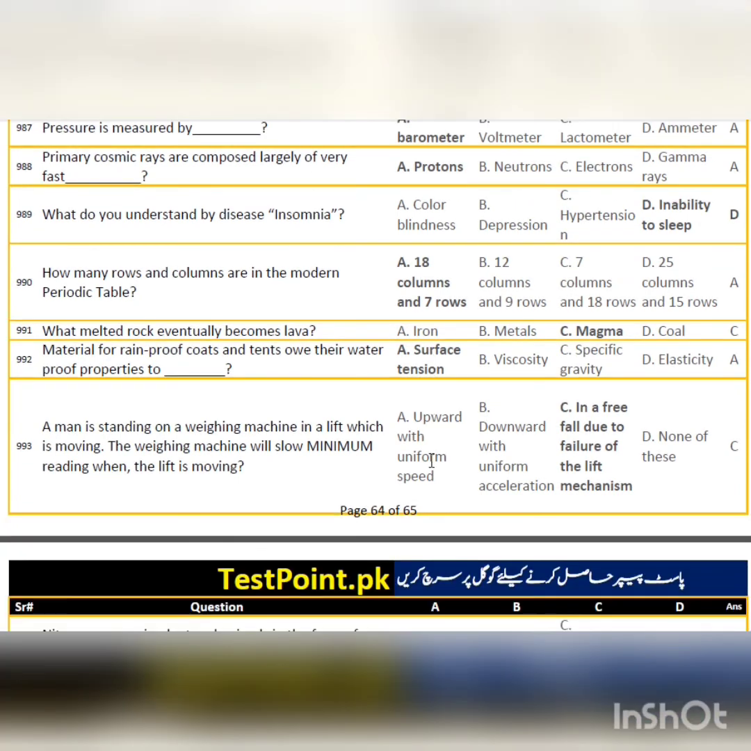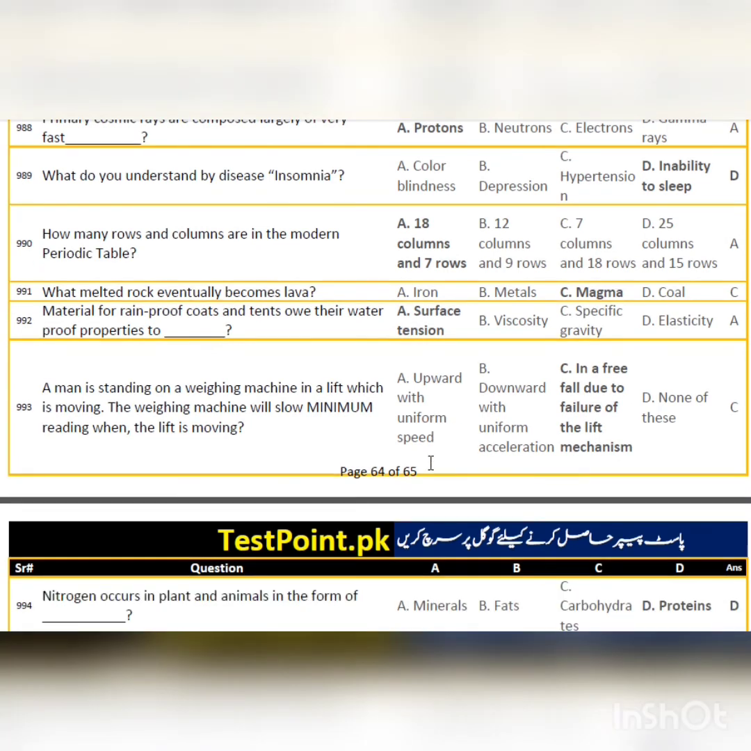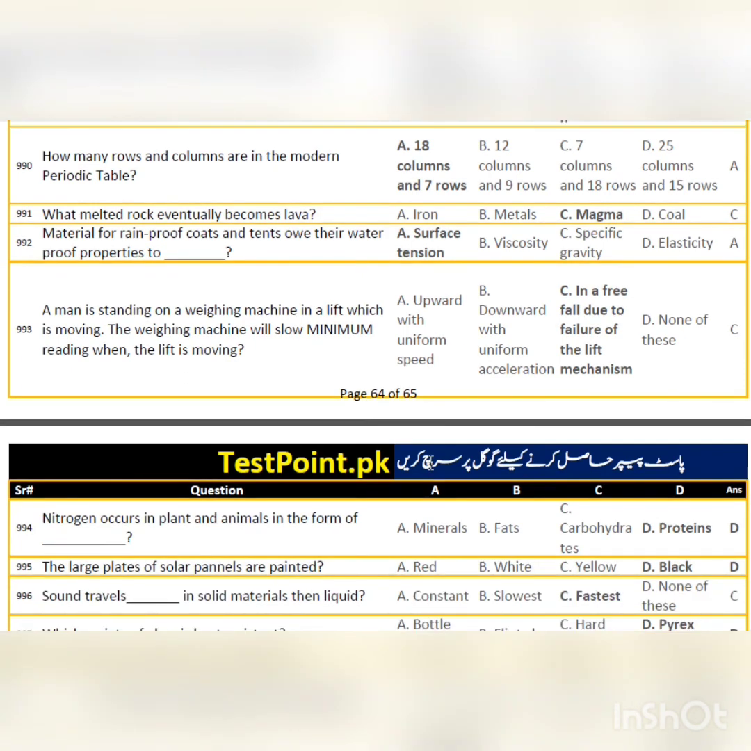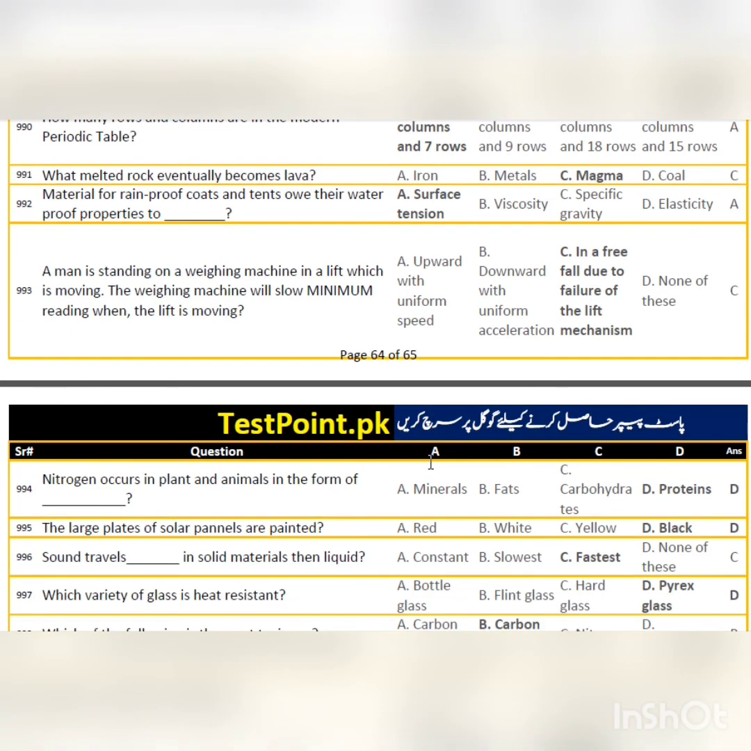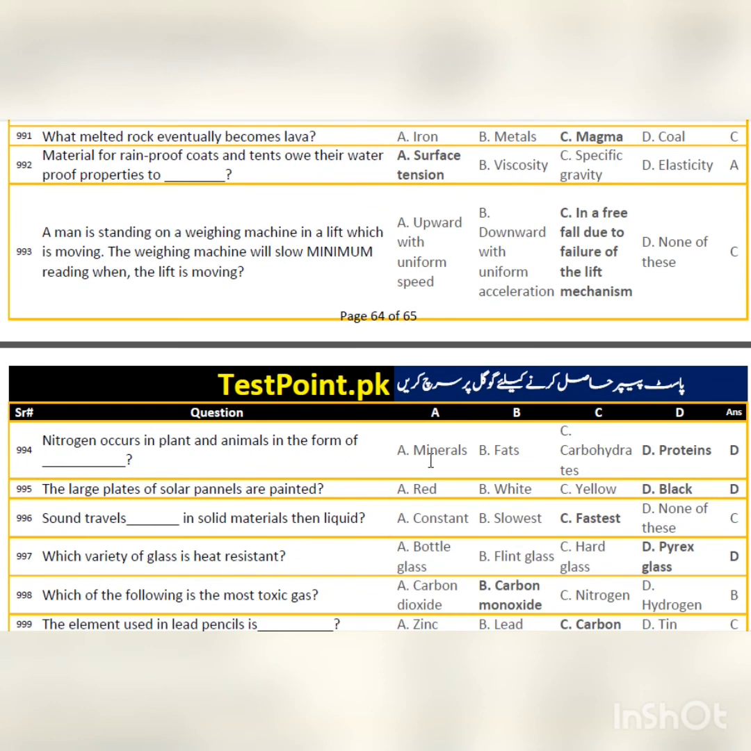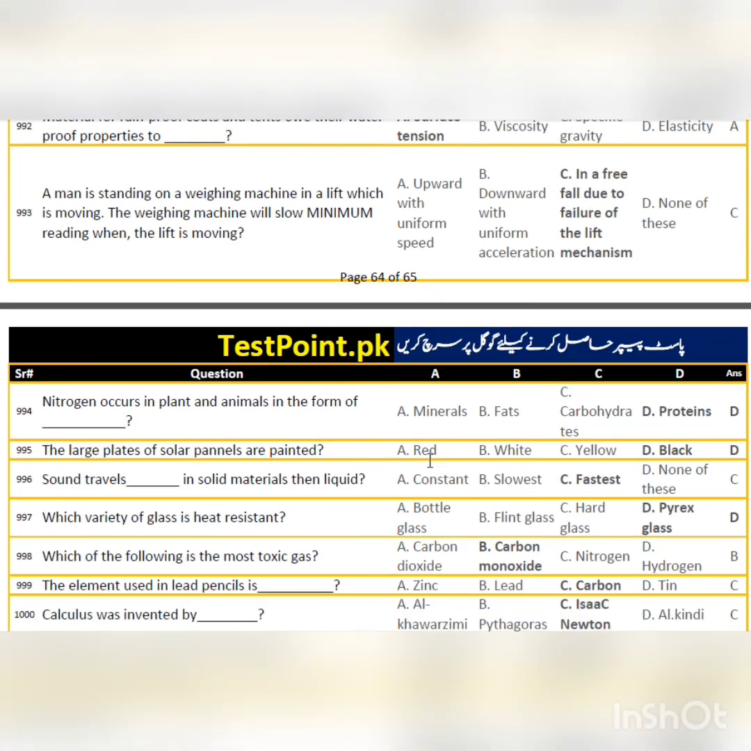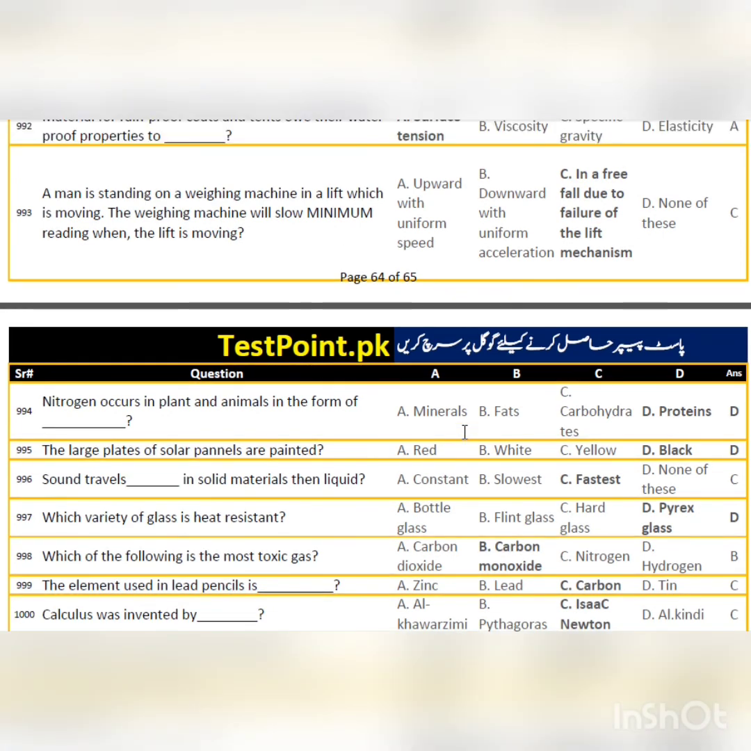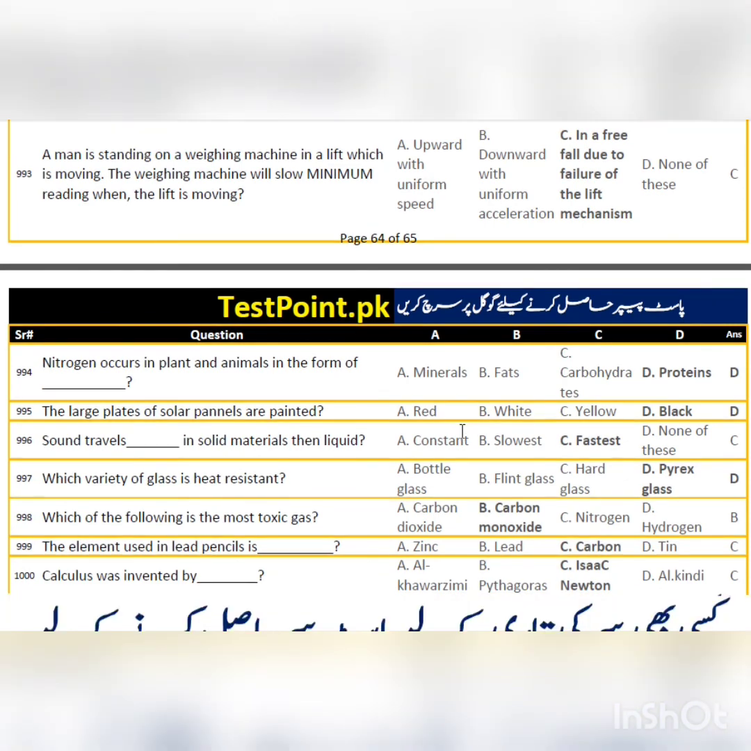Approximately how many times do our heart valves open and close normally? A. 1 lakh, B. 10,000, C. 1,50,000, D. 2 lakh. Answer is A. 1 lakh.